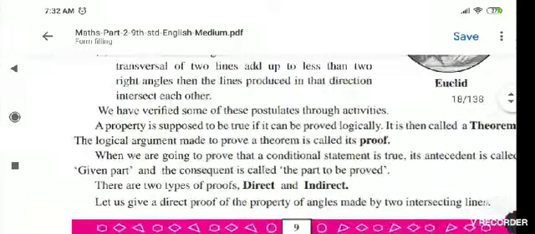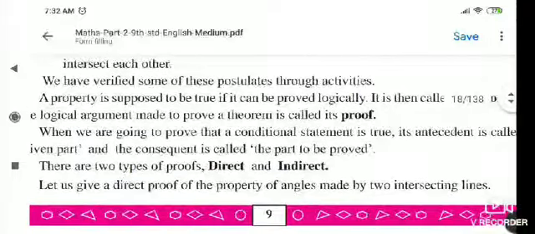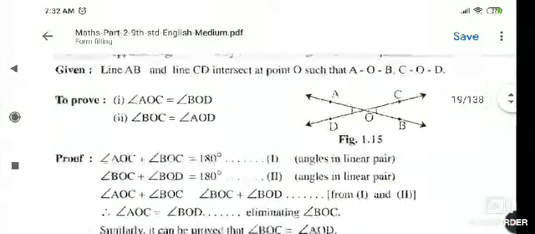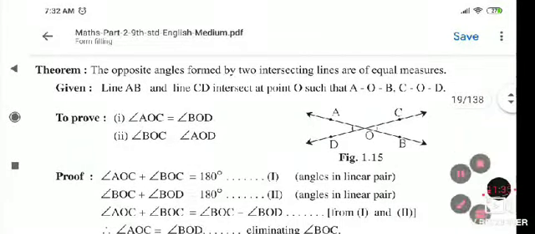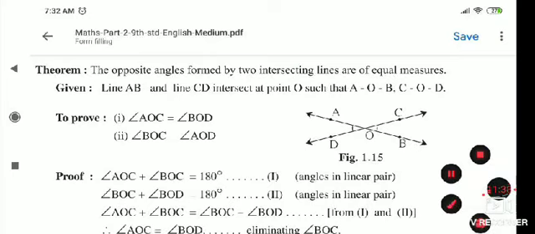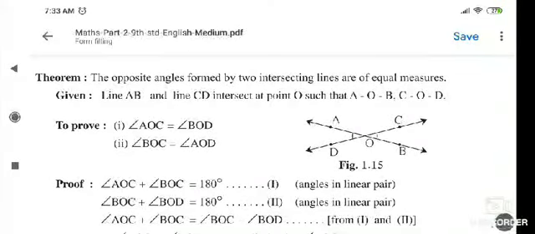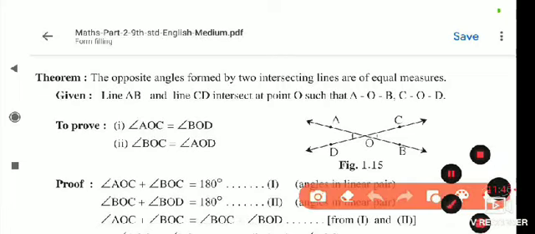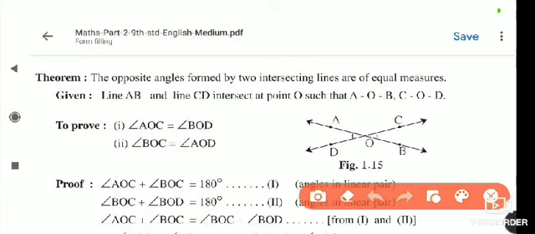And then afterwards he proved some. These are activities we can do, and we can understand whether they are correct or wrong. But some are there that we cannot prove by activity, and those are called theorems. Theorems have a proof. Theorems have two types of proofs, direct and indirect. So this is the first theorem of your geometry: the opposite angles formed by two intersecting lines are equal in measure. So that is the first theorem.